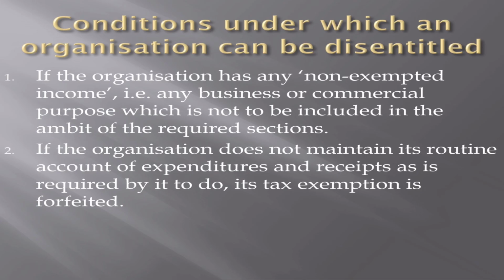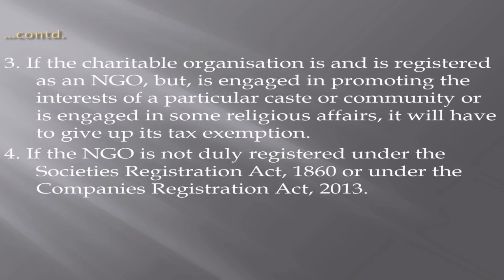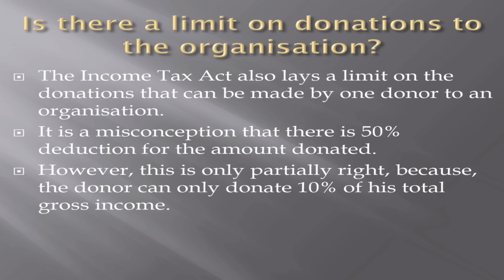Conditions under which an organization can be disentitled. If the organization has any non-exempted income, any business or commercial purpose which is not to be included in the ambit of the required sections. If the organization does not maintain its routine account of expenditures and receipts as it is required to do, its tax exemption is forfeited, and so on.